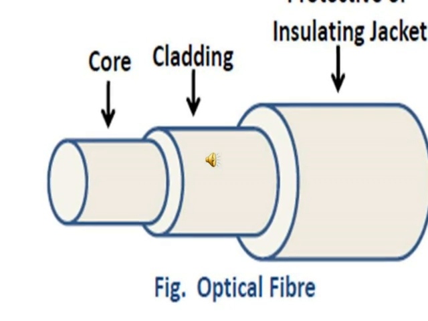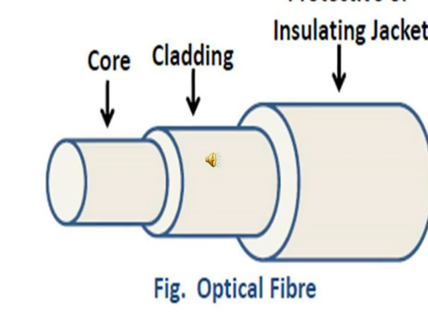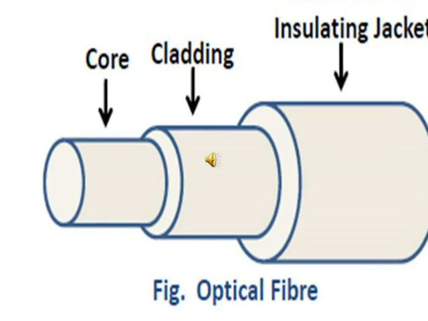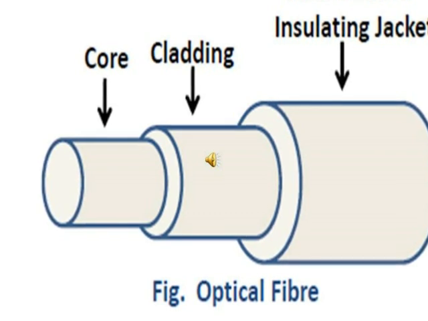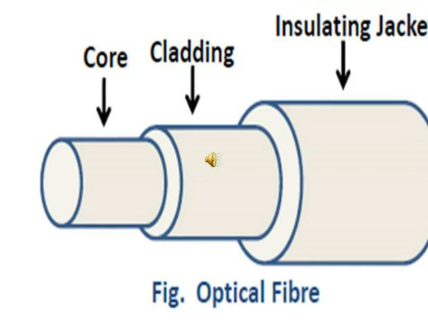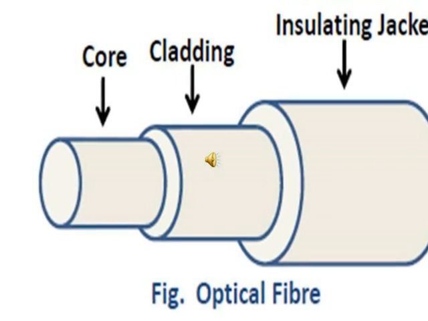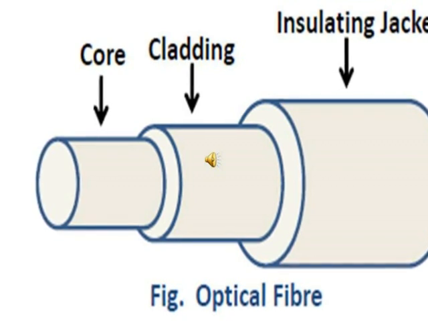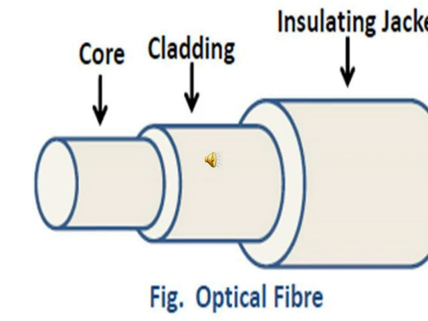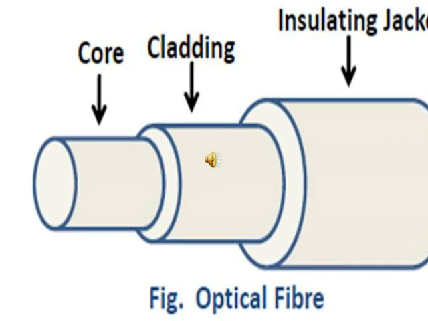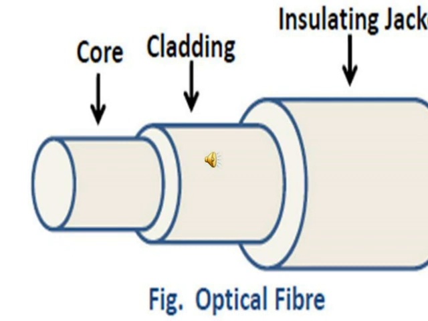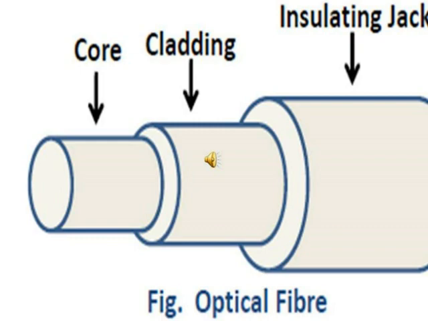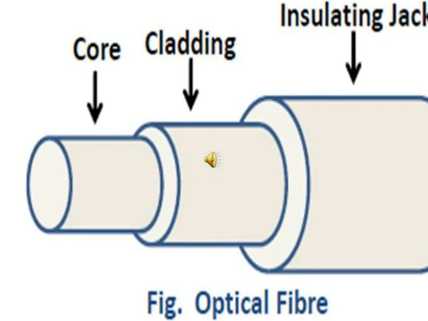Now, when the beam suffers a reflection from the denser medium to a rarer medium, total internal reflection would take place if the angle of incidence is greater than the critical angle. That's why we have taken the combination of core and cladding with different refractive indices. The third portion, or the external portion, is the protective insulating jacket. It provides protection against moisture or external damage.